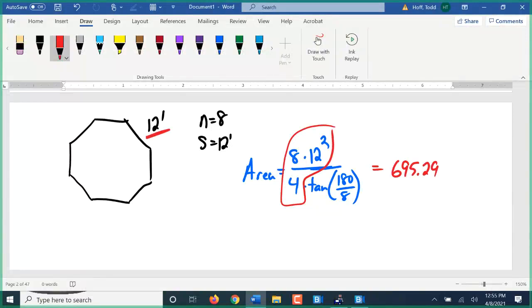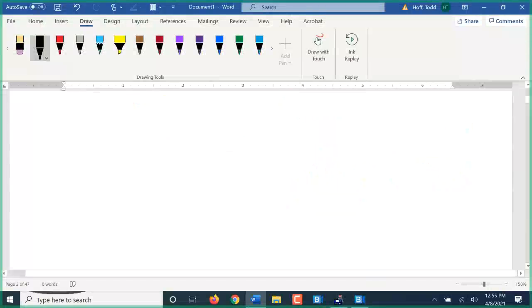And once again, the length was given in feet, so that area is in square feet. So any regular polygon, we can find the area rather quickly by using this formula. Now let's work the other direction.